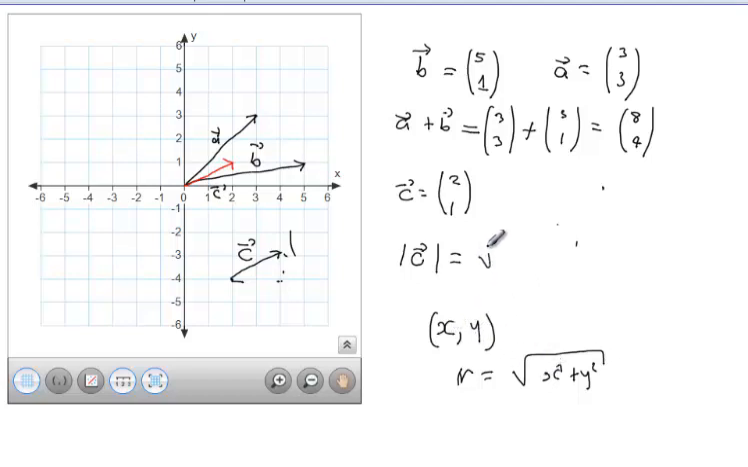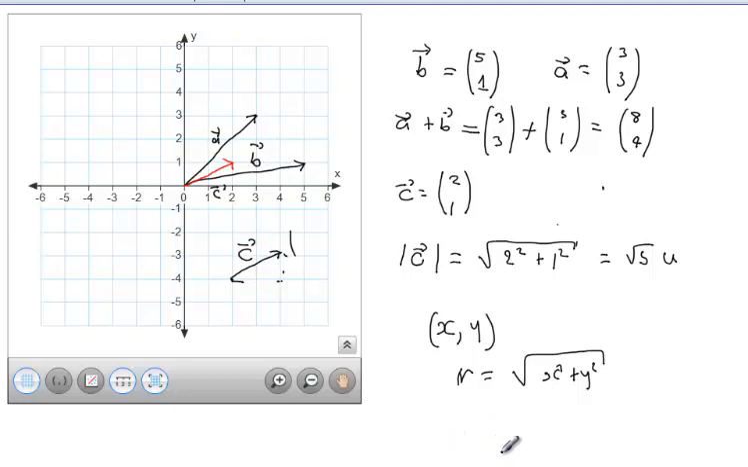So the modulus of C is going to be the square root of 2 squared plus 1 squared, which gives us 4 plus 1, 5. That's the square root of 5 units, whatever units you are using. You could be using centimeters. The standard international unit for length is meters, and you can use fractions of meters like centimeters or millimeters. Okay, so that's one thing.